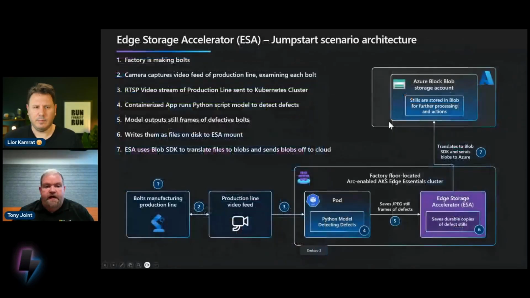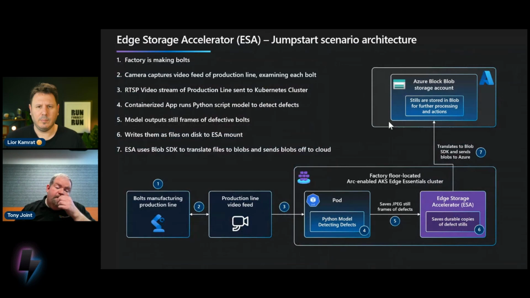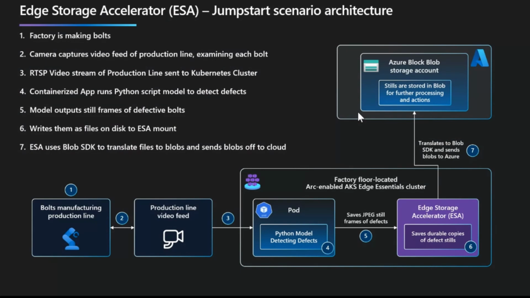The demo that we have here takes the design of a factory that in this simulation is making bolts, and we have a camera that captures a video feed of the bolts running down the line, and then we apply a model to it to detect defects, and then the output of that gets saved to the local disk. As far as the application is concerned, it's just writing a local file. But underneath that is a mount to the Edge Storage Accelerator, and so that data gets stored locally and then copied off to Blob for further processing. So the customer still has access to it locally, but it's now been saved out to Blob as well.